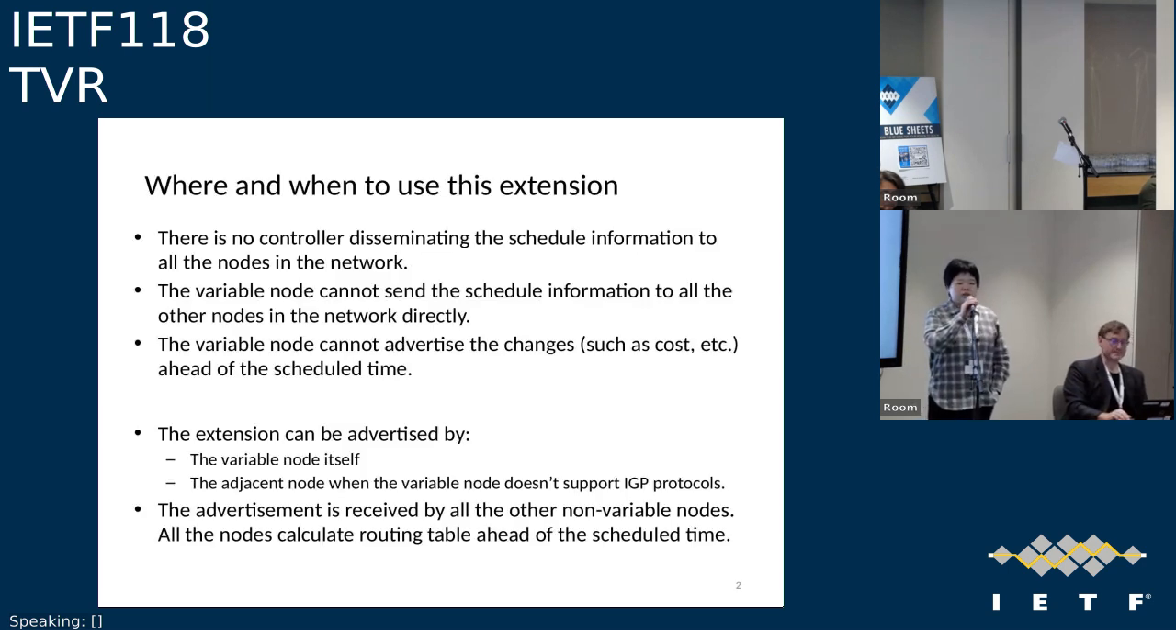So we know that there are two important parts in a TVR network. One is how we disseminate the schedule information to all the nodes in the network. And the other is that we must calculate the correct forwarding table ahead of the schedule time. About the routing and calculation, we can calculate the routes in the controller, and the controller can send the forwarding table to all the nodes in the network ahead of the scheduled time.